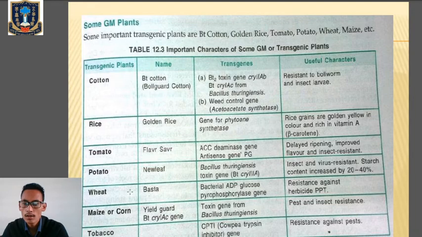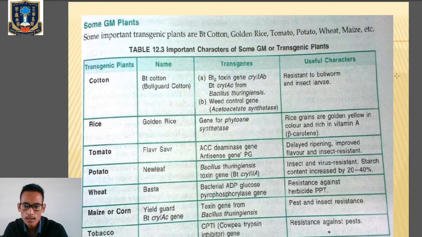Similarly, rice, the golden rice, is rich in vitamin A. Rice grains are golden yellow in color and are also rich in vitamin A. Tomato, it was the Flavr Savr tomato which was developed. The useful characteristics: they have a long post-harvesting time, delayed ripening, improved flavor and insect resistance. Then we have potato, the name is New Leaf. The useful character is that they are insect and virus resistant, and starch content is also increased by 20 to 40%.